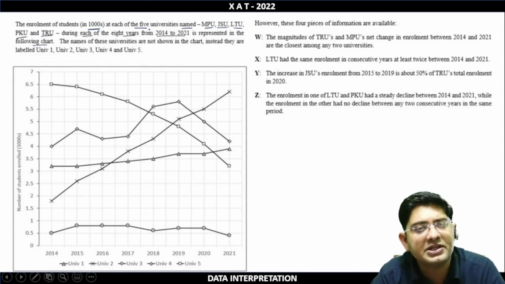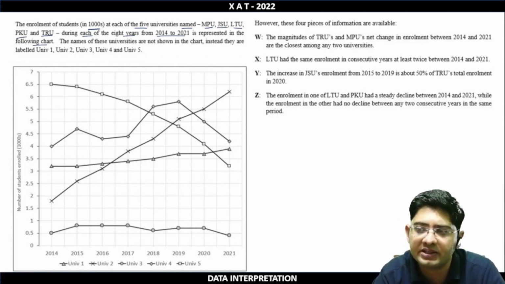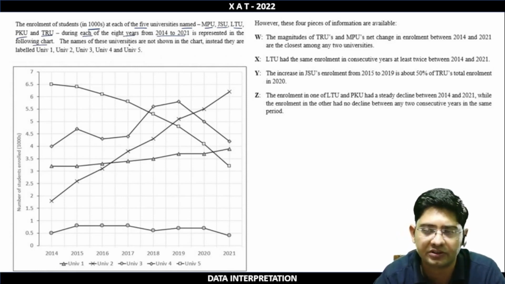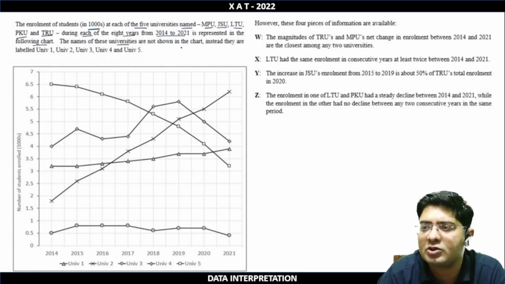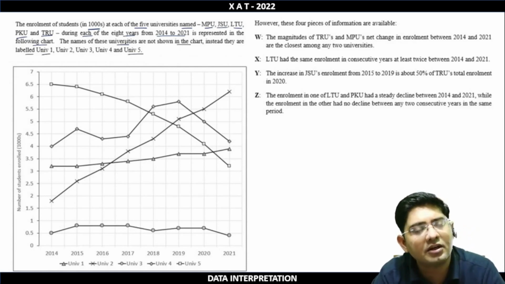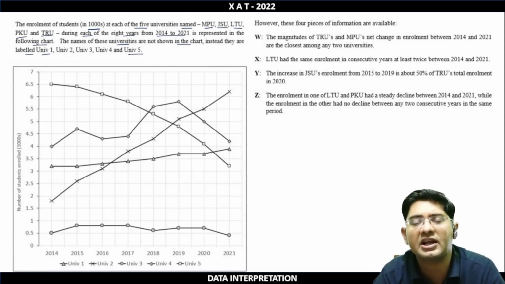So this chart is basically giving us the information of enrollment in these five universities. So these lines are representing the enrollment figures. The names of these universities are not shown in the chart. Instead, they are labeled as University 1 to 5. So the university name is not mentioned. That means which line is representing which university, we don't know.